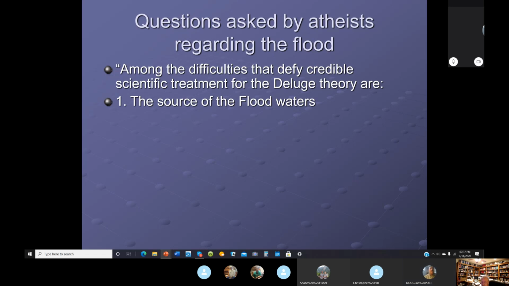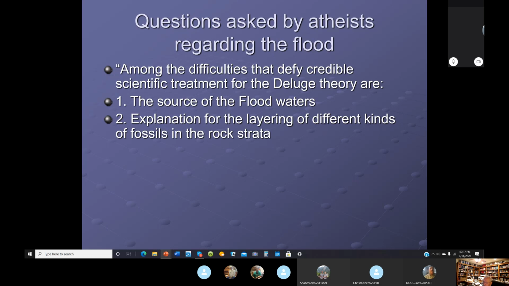And so my flood model explains all this. But some flood models have trouble with it. So we have to ask ourselves, can we explain their questions? What is the source of the flood waters? Okay, that's their first question. And explain the layering of different kinds of fossils in the rock strata. For instance, there'll be layers of marine fossils out of the ocean, and then there'll be terrestrial or land-based fossils. Then there's some more marine fossils, back and forth. They go back and forth.